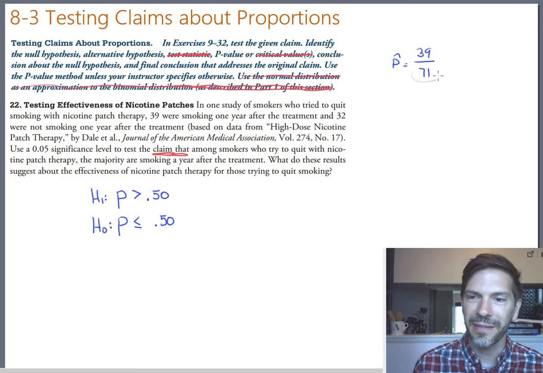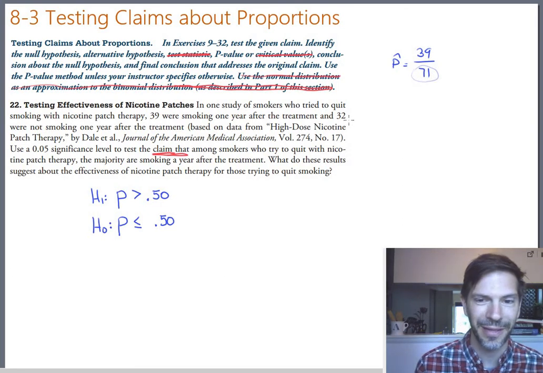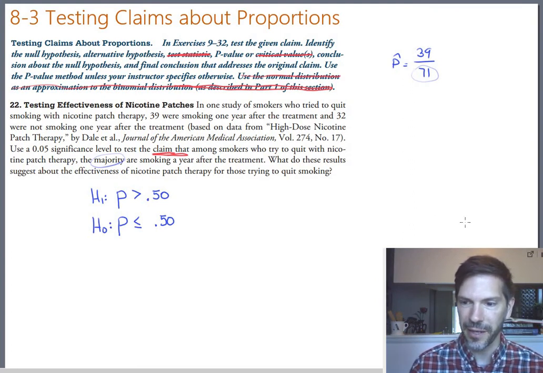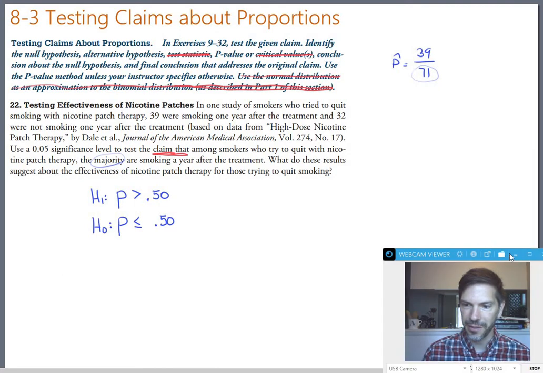So there's actually, I guess, two little tricky things here. One, they didn't tell you the total number. They told you the two halves of the number. And I think the other thing that's a little bit tricky is their claim just said majority instead of more than 50%. But with that said, I think we're ready to go ahead and pull up StatDisk. So I'm going to say goodbye for a minute.